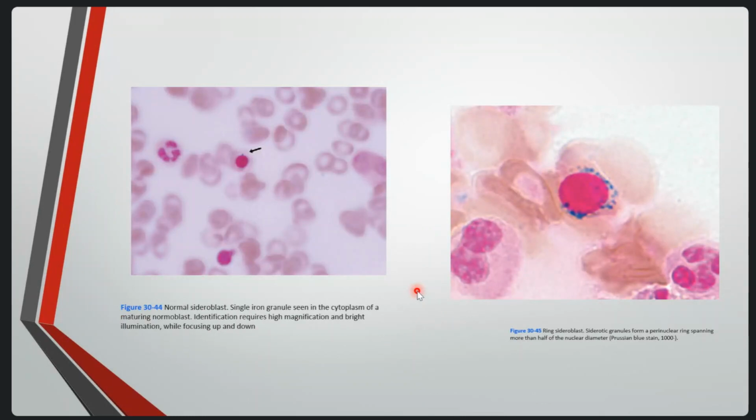For this picture, this is a normal sideroblast with an iron granule. This is stained with Prussian blue. And here is a ring sideroblast with siderotic granules that form a perinuclear ring spanning more than half of the nuclear diameter.